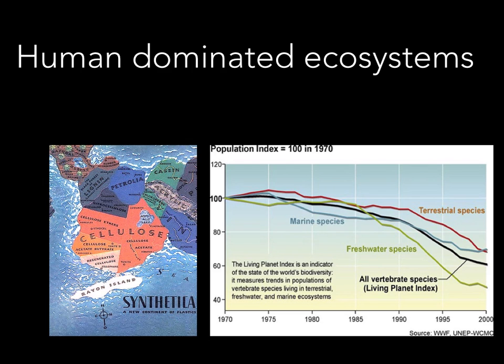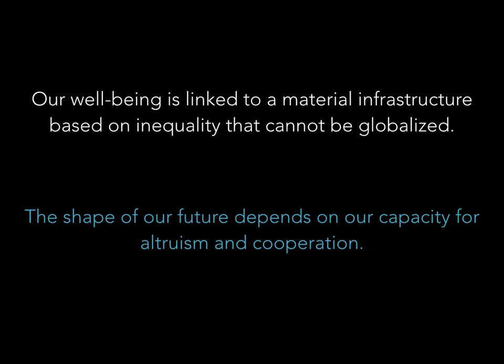Part of this is the way that we extract resources now, and it's fairly obvious that our well-being is linked to a material infrastructure based on inequality that cannot be globalized. As we continue to extract resources from less developed areas like the Amazon, there are going to be fewer and fewer resources left, fewer and fewer areas to extract them from. And this global system based on haves and have-nots can't be extended to everybody, because it requires that we have some have-nots who are engaged in things like manufacturing.